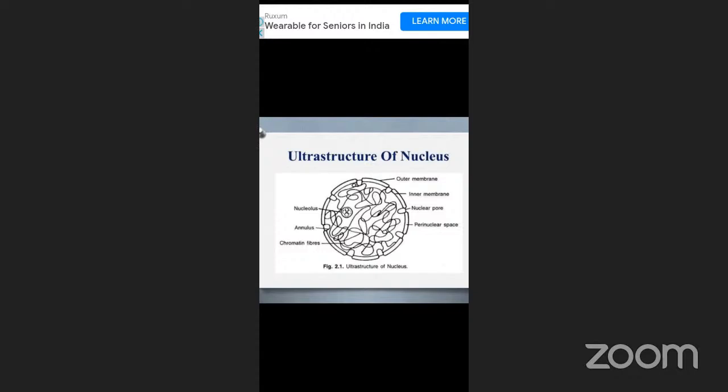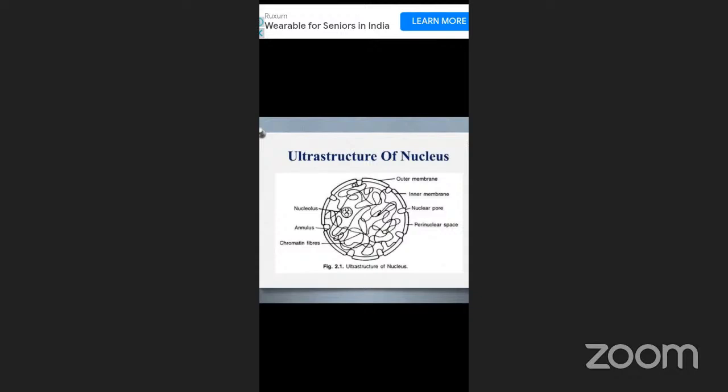So, the number of chromosomes: the chromatin substance of the nucleus forms chromosomes during the cell division stage. If one set of chromosomes is present, it is known as a haploid condition; if two sets of chromosomes, it is called a diploid condition.